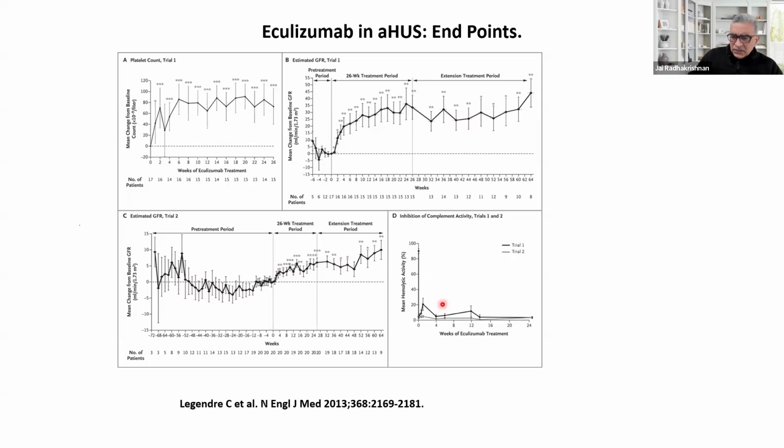Proof of concept is you get a complete diminution of complement factor CH50 levels, which shows suppression of the complement pathway.